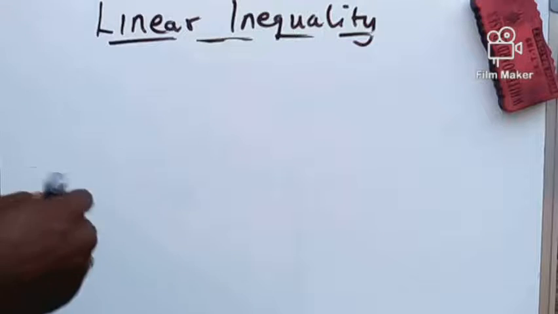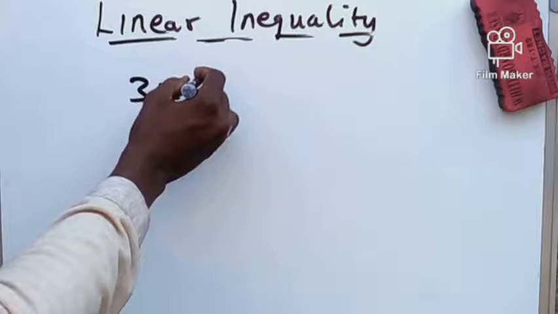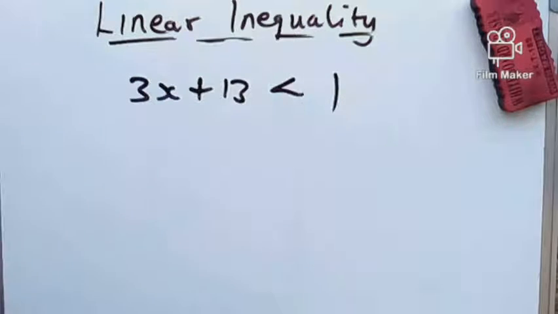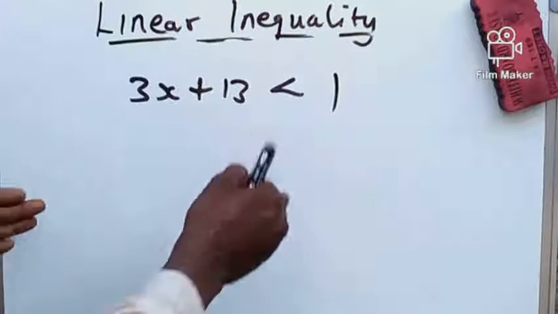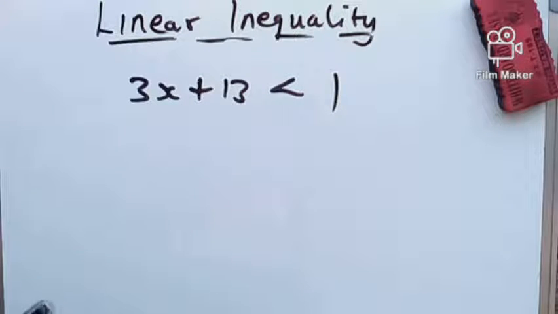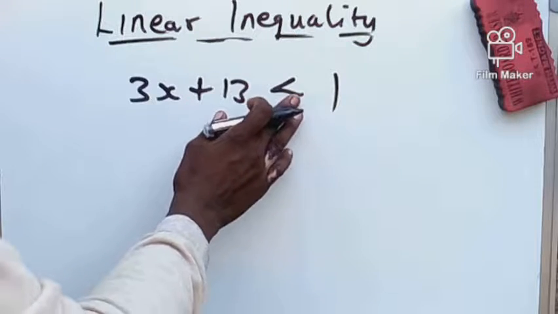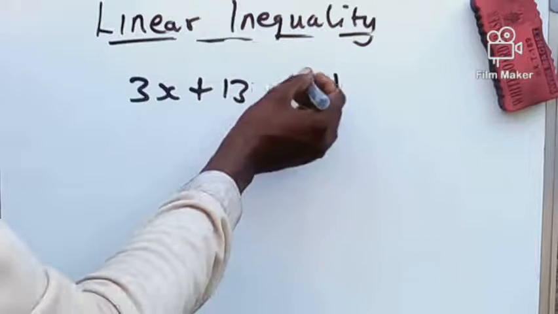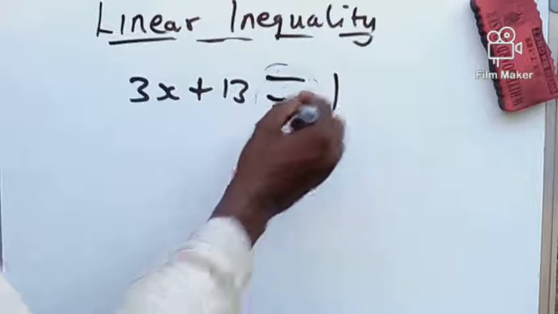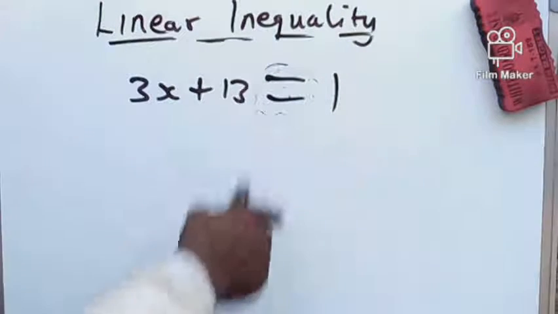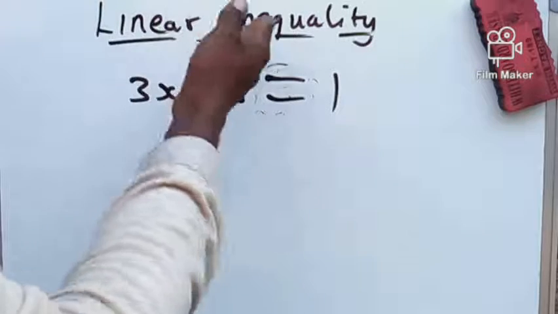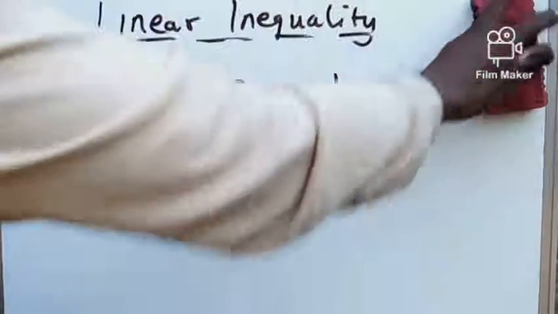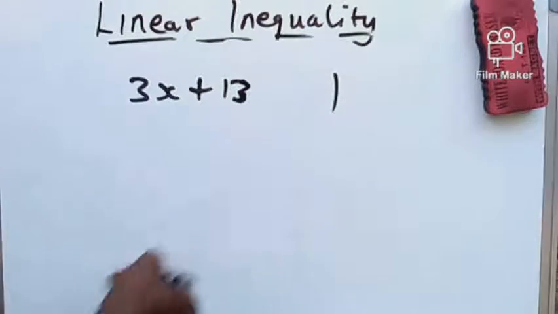So let's take this example. Let's say we have 3x plus 13 is less than 1. The question says find x. How do we find this? Anytime you're given a linear inequality problem, the first thing you need to do is treat that linear inequality problem as a linear equation. Just solve the problem as though this particular symbol here is an equality sign, bringing out the symbol, and whatever you got there is going to be your answer. That is how we solve problems involving linear inequality. So feel free to check my video on linear equations to understand how this problem is solved.